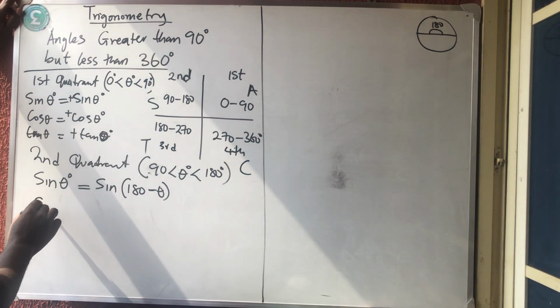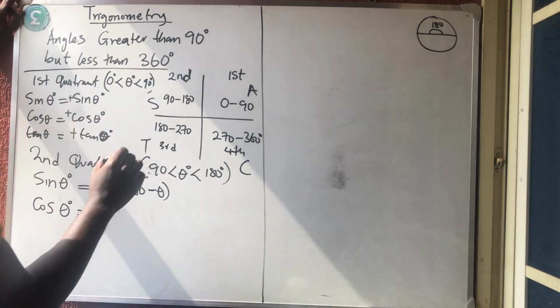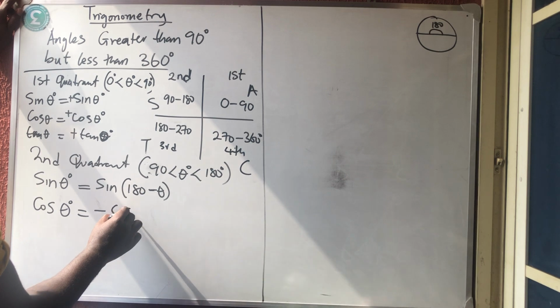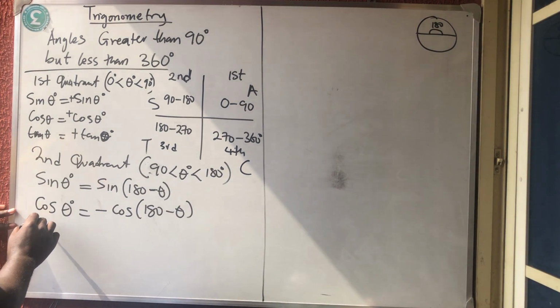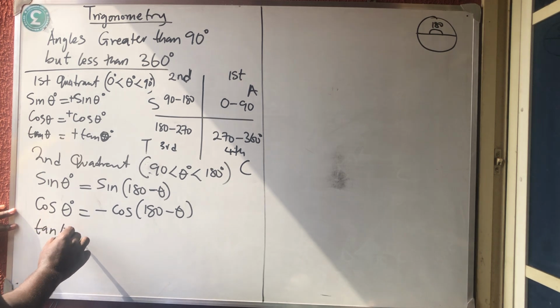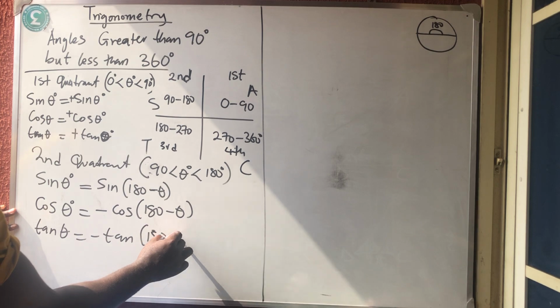But watch now. Cos theta, if you want to take it back to the first quadrant, will be minus cos of 180 minus theta. Then tan theta will be minus tan of 180 minus theta.